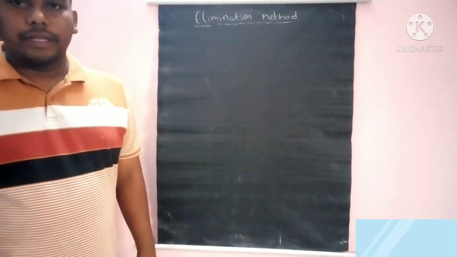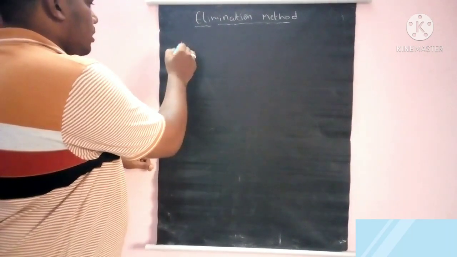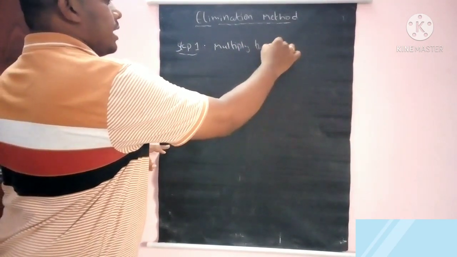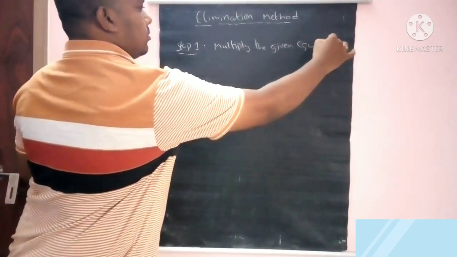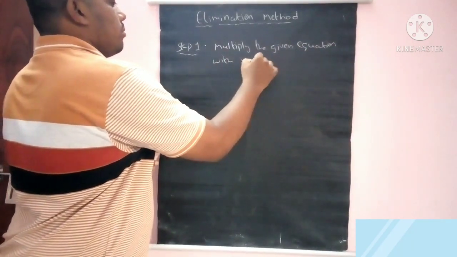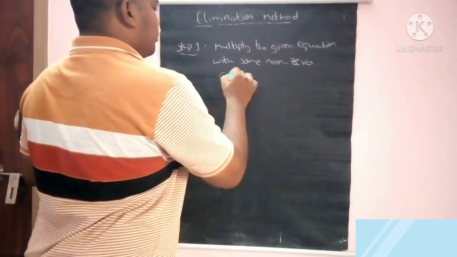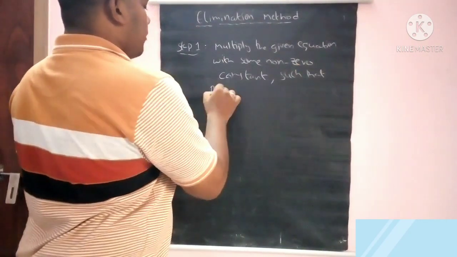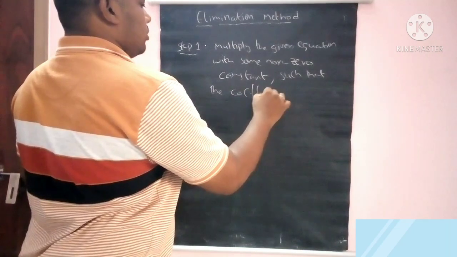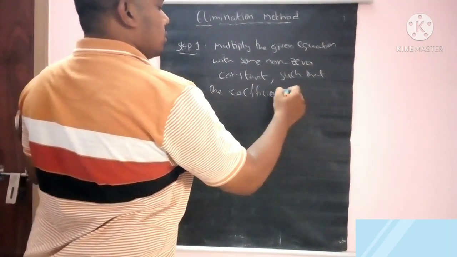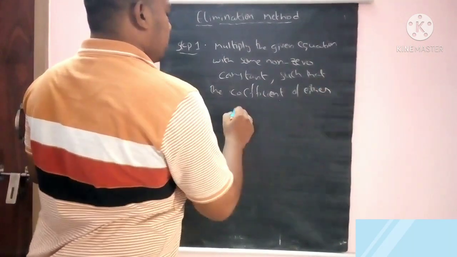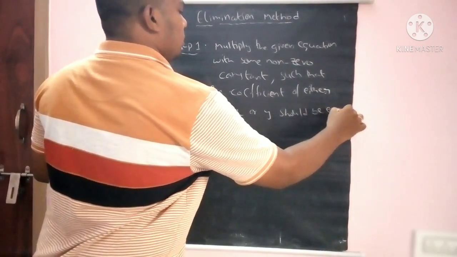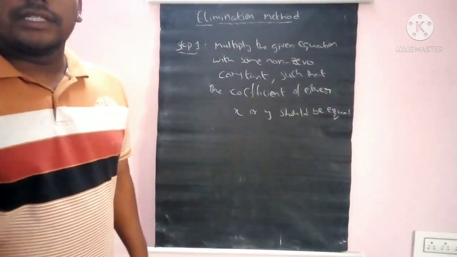So basically in elimination method there will be 4 steps. So in step 1, multiply the given equations with some non-zero constants such that the coefficient of either x or y should be equal. So in such a way we need to multiply. So this is the first step in elimination method.